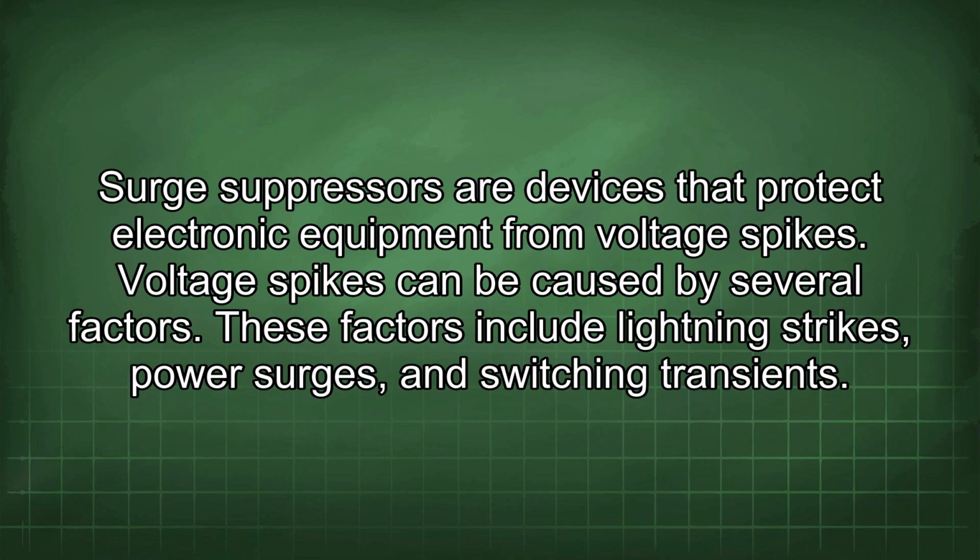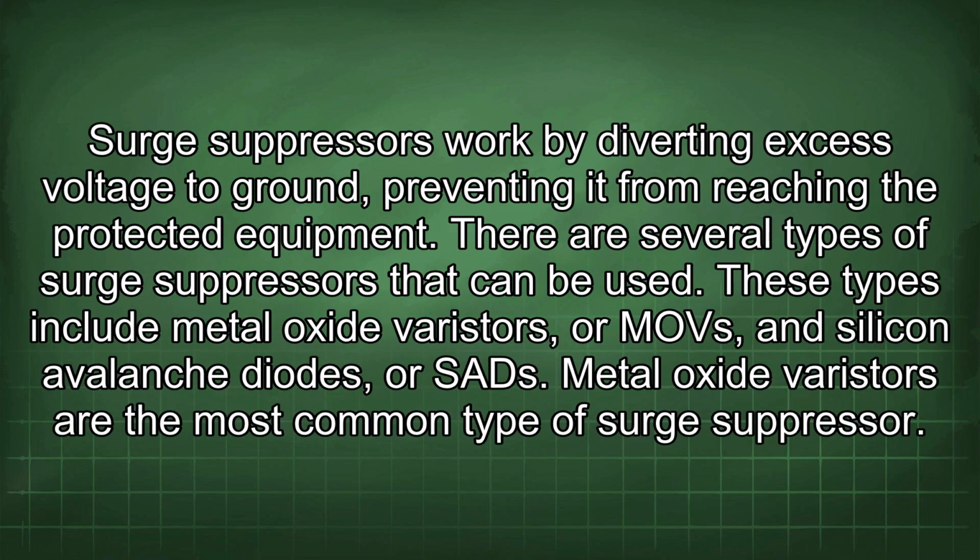Surge suppressors are devices that protect electronic equipment from voltage spikes. Voltage spikes can be caused by several factors. These factors include lightning strikes, power surges, and switching transients. Surge suppressors work by diverting excess voltage to ground, preventing it from reaching the protected equipment. There are several types of surge suppressors that can be used. These types include metal oxide varistors, or MOVs, and silicon avalanche diodes, or SADs.